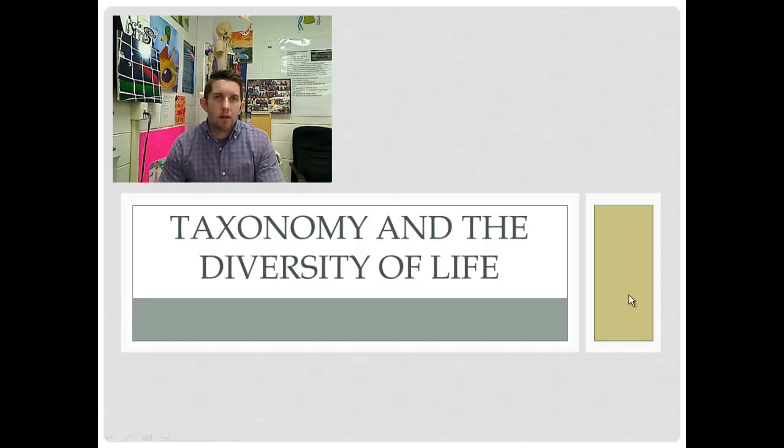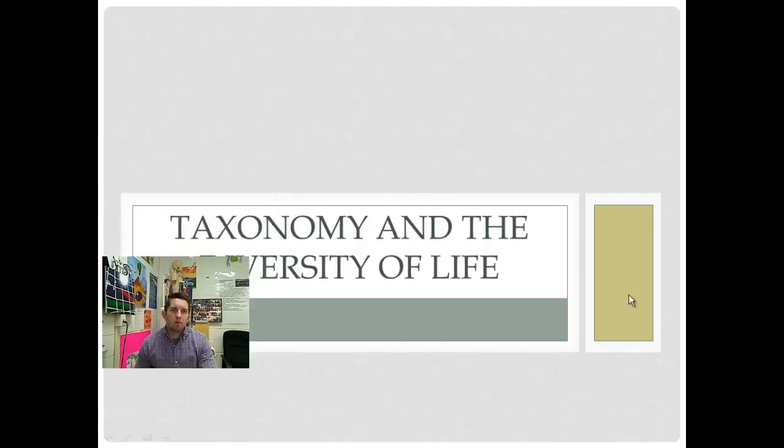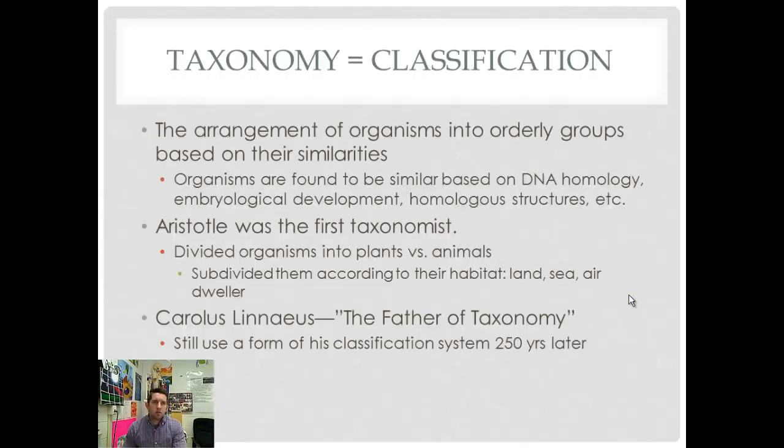It's how we classify things. It's how we take all of the diversity in life and we put it into this one system of classifying, this one manner of grouping these things so that it makes sense according to their characteristics, what they look like, etc. So we're going to go through taxonomy first. Let's look at a few things. By definition, it's the arrangement of organisms into orderly groups based on their similarities.